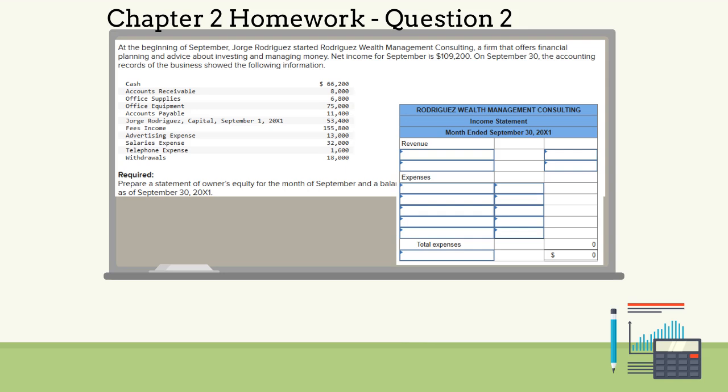For question number 2, you're provided with a listing of accounts and asked to prepare an income statement. First, look at each account and decide whether it's a balance sheet account or an income statement account. For instance, cash is an asset account. You will notice that only fees income, advertising expenses, salaries expenses, and telephone expenses belong on the income statement. Now, go ahead and fill in the lines of the income statement. Please remember to use the Check My Work feature on the McGraw-Hill site.